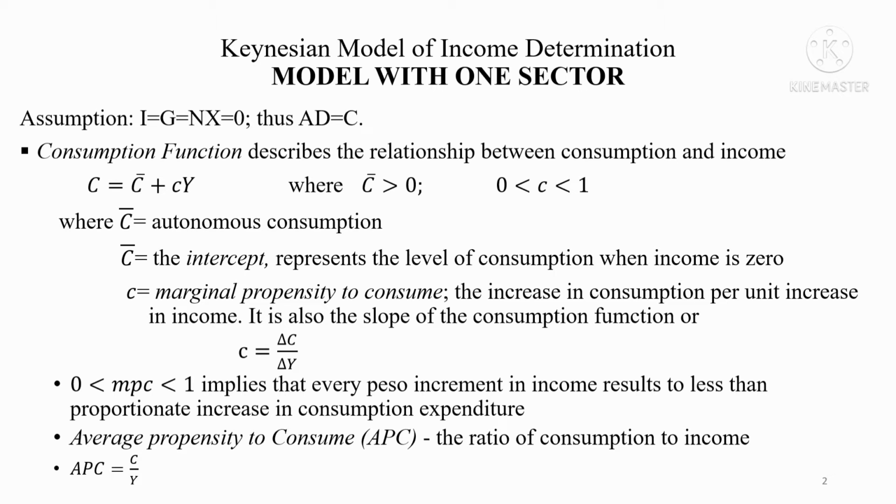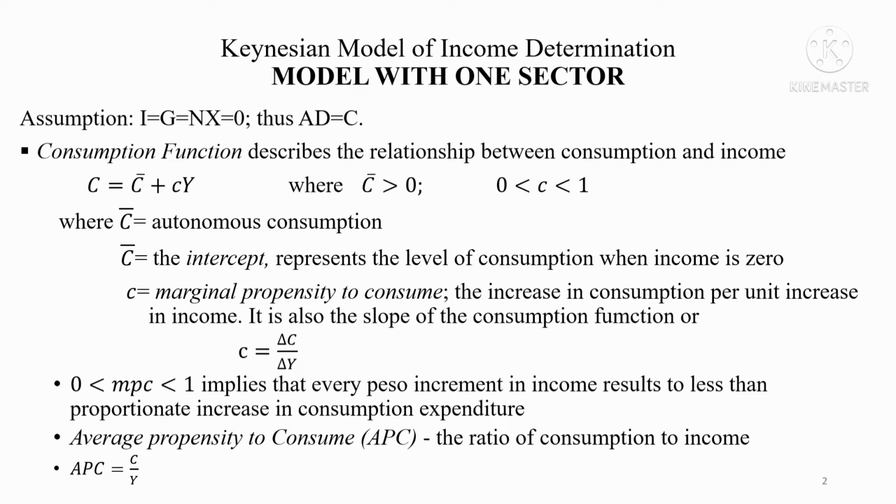So it is possible that even if the household's income is 0, there is still consumption, or consumption is positive, because households can borrow and use that amount to buy goods and services. So there is consumption even if income is 0. The small c is called the induced consumption, or the level of consumption that is dependent on Y, or income. It is also called the marginal propensity to consume.